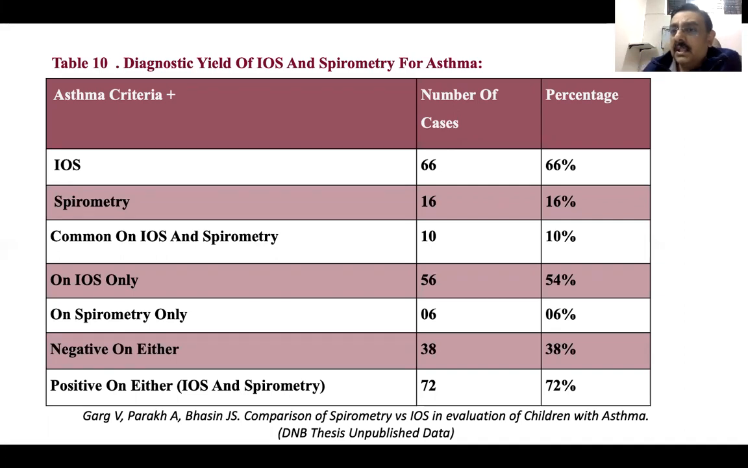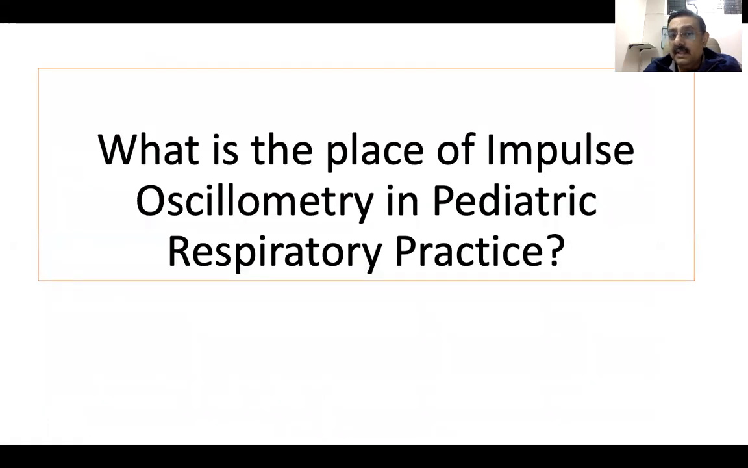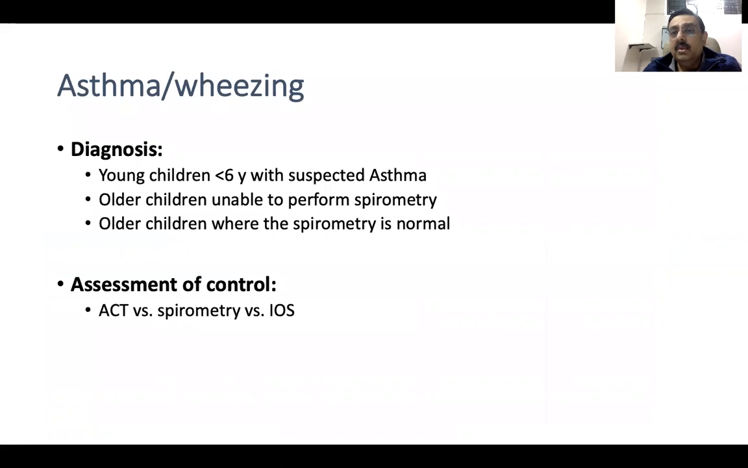So as we go along, we have learned that asthma is not just one phenotype, there are different phenotypes of asthma, and we are learning about these phenotypes more with lung function over these years. So what is the place of impulse oscillometry in pediatric respiratory practice as of now? Young children less than 6 years with suspected asthma or chronic cough, a good indication to do. Older children not able to perform a spirometry, and older children where spirometry is normal, you can get oscillometry done.